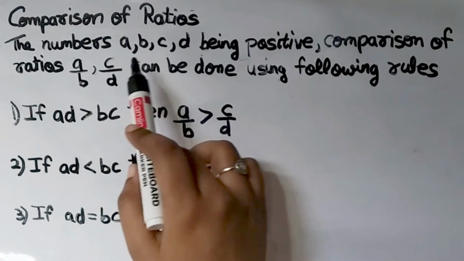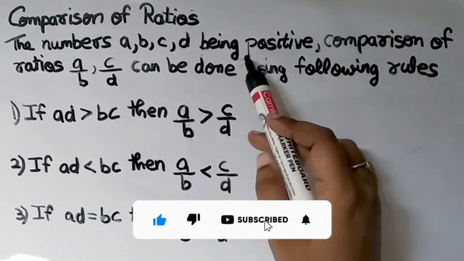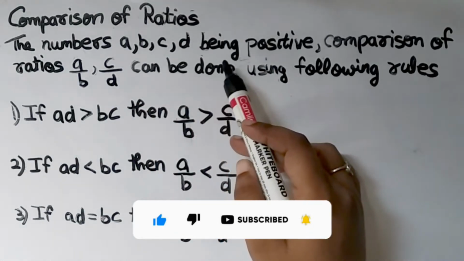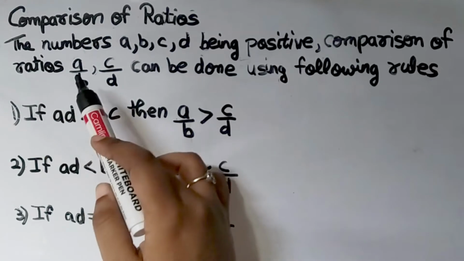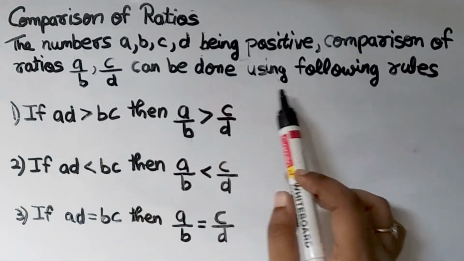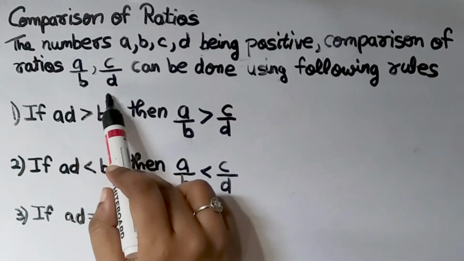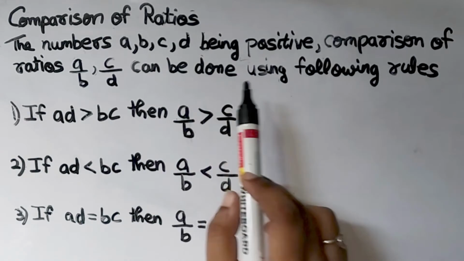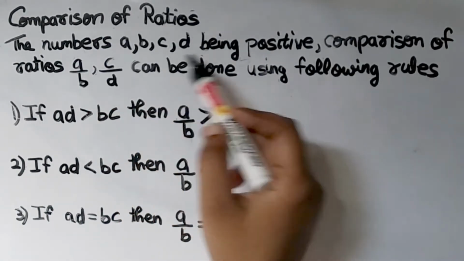Okay. The numbers A, B, C and D, all these numbers are positive. The numbers A, B, C, D being positive, comparison of ratios A upon B, C upon D can be done using the following rules. So the two ratios, that is A upon B and C upon D, can be compared by using the following rules. Okay, here A, B, C and D are positive numbers.